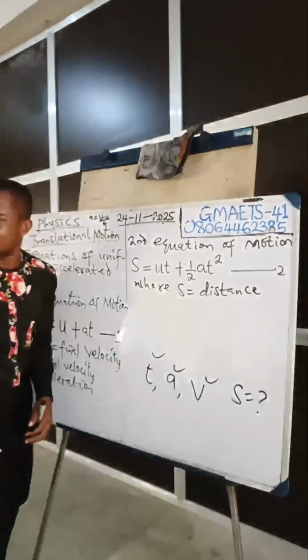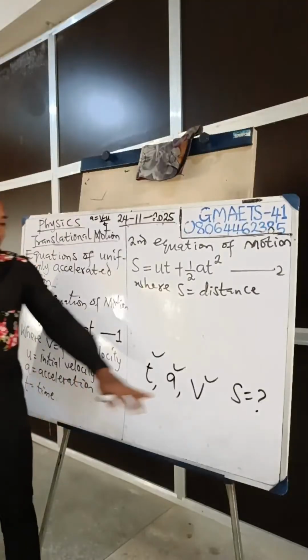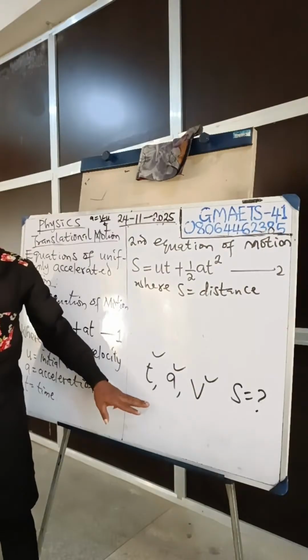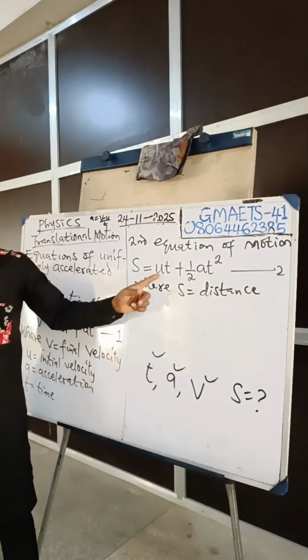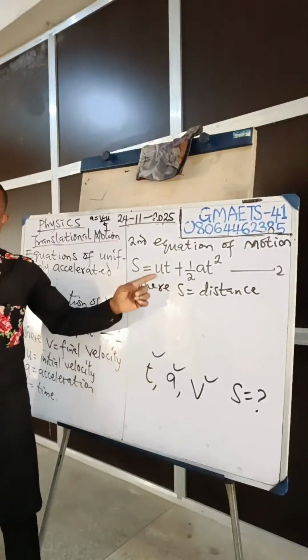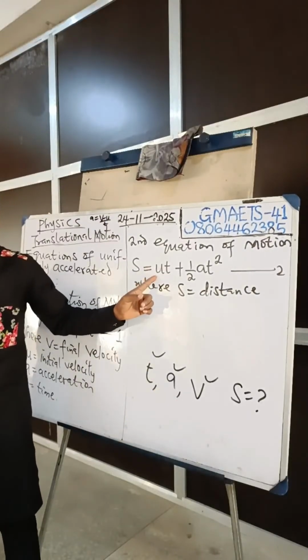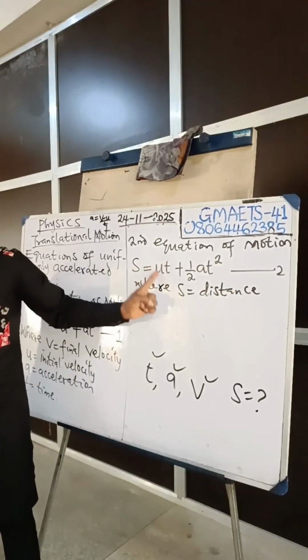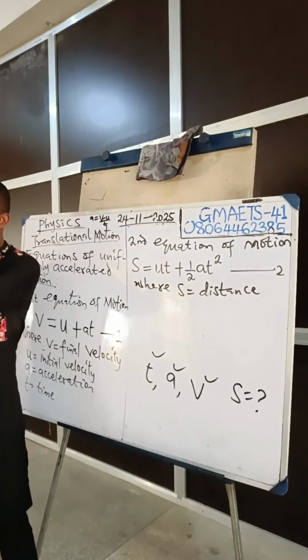Am I communicating? If I tell you to find distance, and these are the values I gave to you, you will start thinking of this formula, is that not so, to find distance? But with these values given, do you think that this formula is now ready to solve the question? Why is the formula not ready yet? Speak, let me hear you. No initial velocity. Are you getting me right?